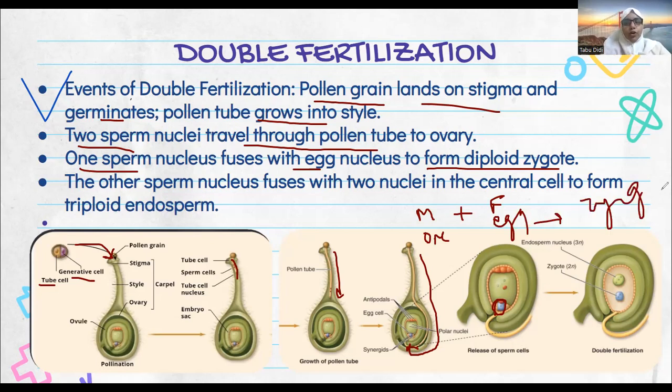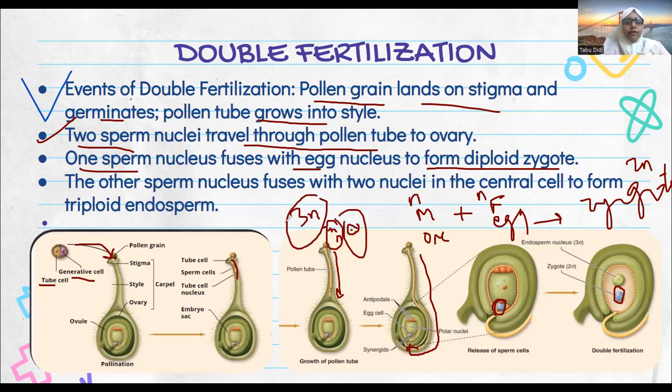Now obviously the zygote will be diploid in nature, 2n. The male gamete is n and the female gamete is also n. There were two male gametes. Remember, two sperm nuclei will travel through the whole pollen tube. One fused with the egg cell, and the other will fuse with the central nucleus. Remember, in the middle were the two nuclei which further fuse into 2n. So one more n will join and it will result in 3n.